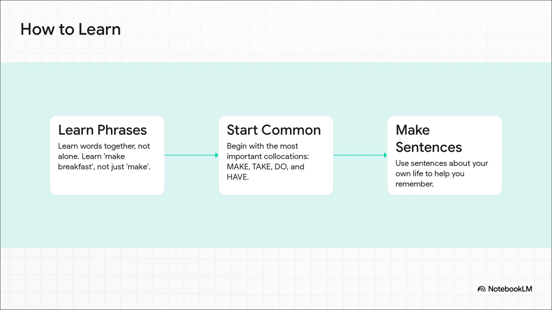Second, start with the common ones we just talked about. And third, try to make sentences about your life. For example, I do my homework every evening. That helps your brain remember it so much better.